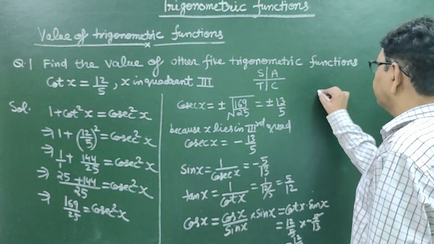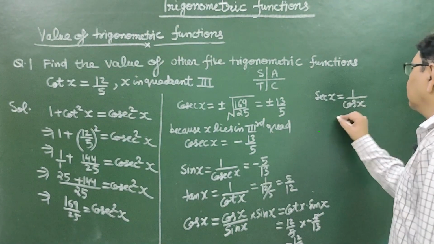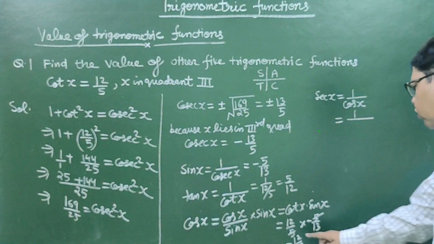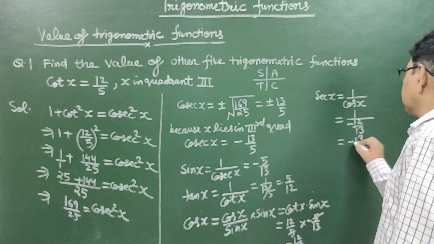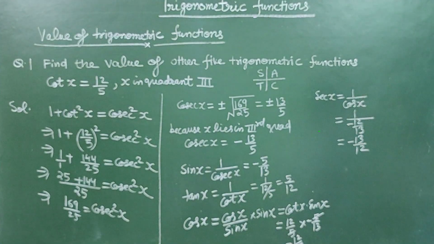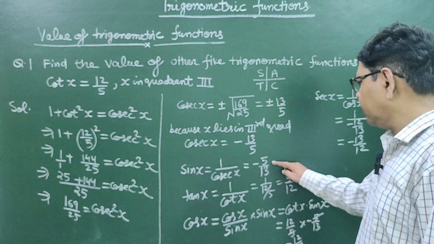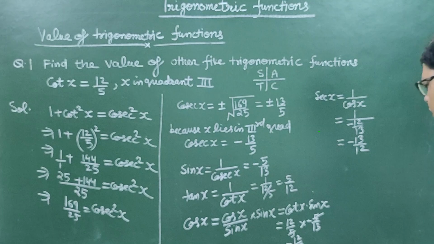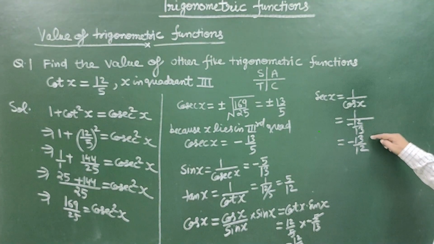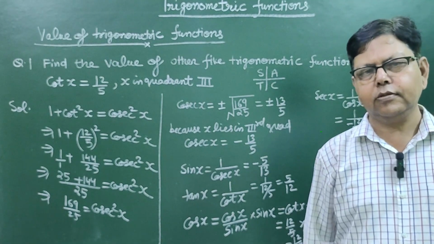Now with the help of cos x we can find the value of sec x, which is the reciprocal of cos x. So this is equal to 1 upon the value of cos x, minus 12 upon 13. So this gives the value equal to minus 13 upon 12. So now all the 5 trigonometric ratios are here. Cosec is minus 13 upon 5, sin is minus 5 upon 13, tan x is 5 upon 12, cos x is minus 12 upon 13, and sec x is equal to minus 13 upon 12. This ends the solution of this question.